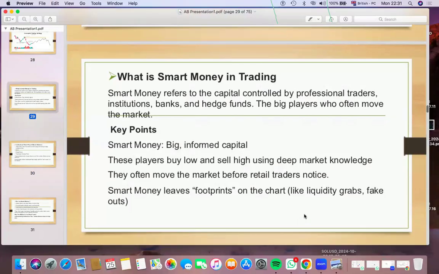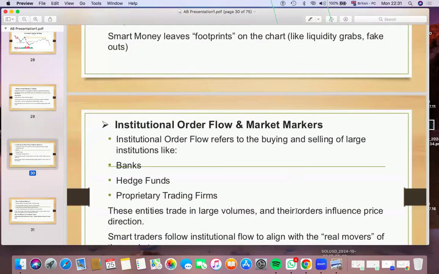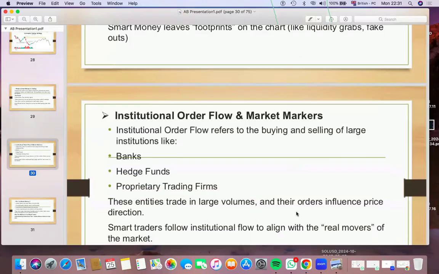And at times they fake liquidity with fake outs, okay? So institutional order flow and market makers. Institutional order flow refers to the buying and selling of large institutions, like the banks, hedge funds, proprietary firms, and large entities in the market. Okay, we trade large volume.